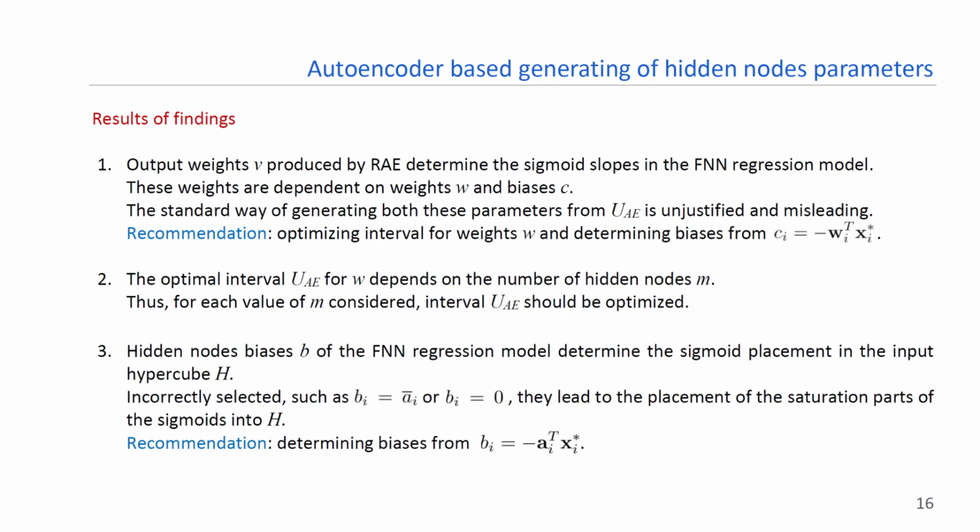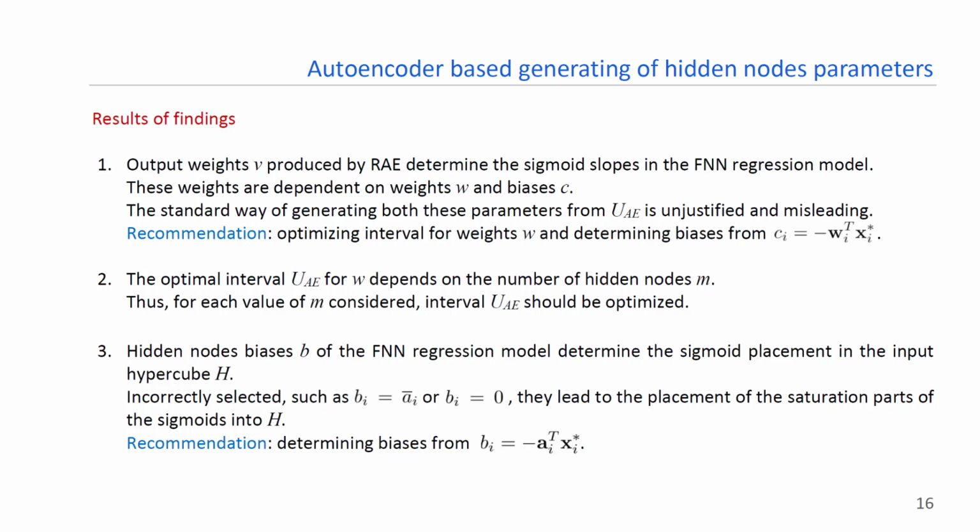And the results of these findings. The output weights V produced by the randomized autoencoder determine the sigmoid slopes in the regression model and are crucial for accurate target function approximation. These weights are dependent on the randomized autoencoder hidden node parameters, that is, weights W and biases C. The standard way of generating both these parameters from the same interval is unjustified and misleading. We recommend optimizing this interval for weights W and determining biases from this equation. The optimal interval for weights W depends on the number of hidden nodes m. Thus, for each value of m considered, this interval should be optimized.